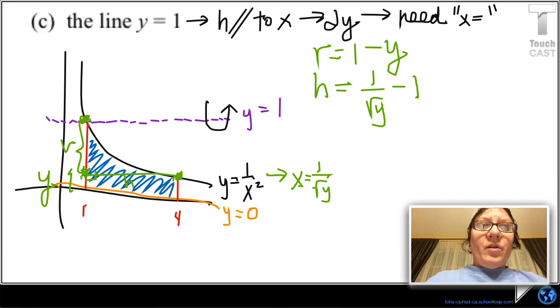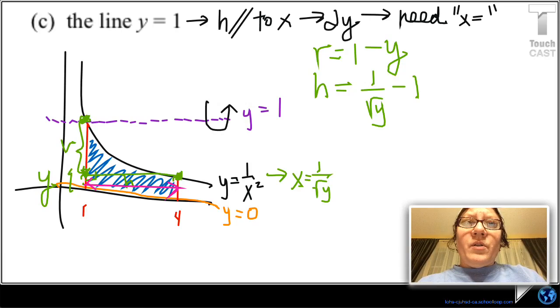Now, here's what you need to notice. This is why this one's tricky. Because that height, eventually, if I draw it in, is going to actually get down to 4 minus 1, which is 3.